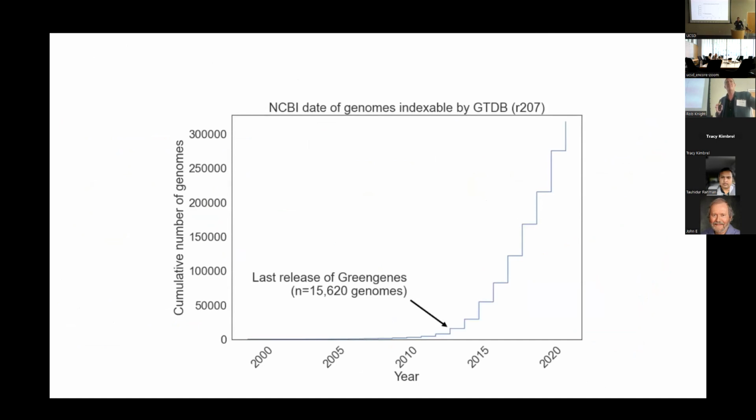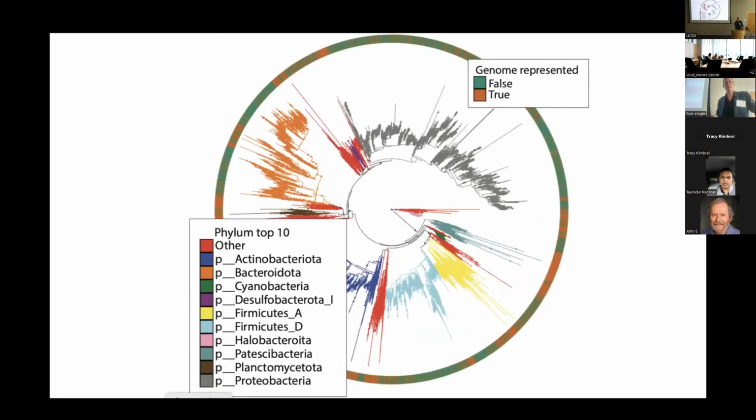And the problem with Greengenes is it's built on a reference database with short fragments of sequences, but we'd like to use the whole genome. In the last release we did, there were about 15,000 genomes available. Just a decade later, there were 300,000 available. So we had to deal with a much larger whole genome phylogeny problem.